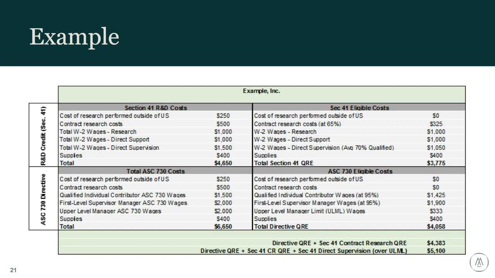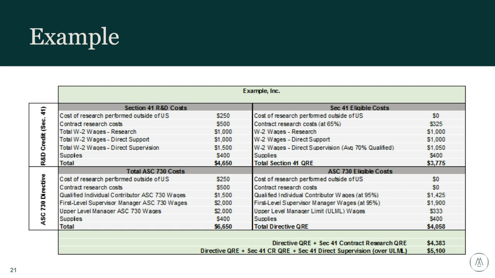It would show up under the appendix in that column C or D, and eventually show up on your 6765 to claim the overall credit. So I just wanted to fold that in as far as additional options that are available to further maximize the amount that could be included and realized in the form of a credit.